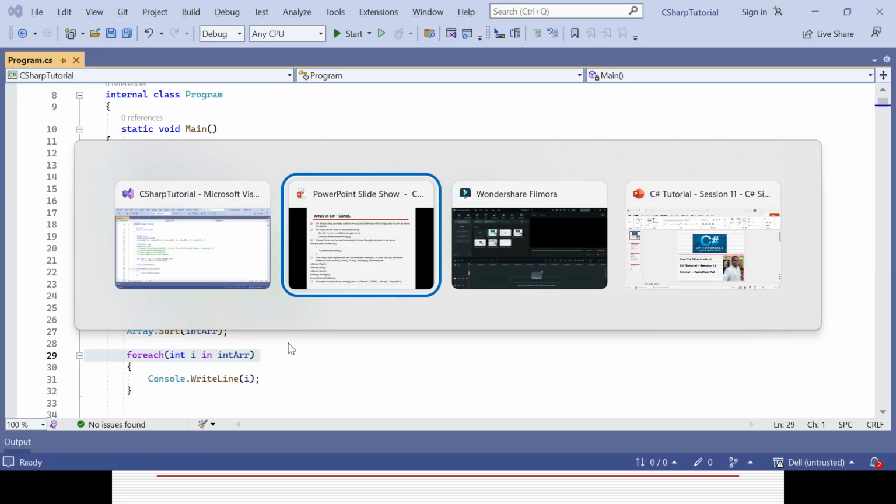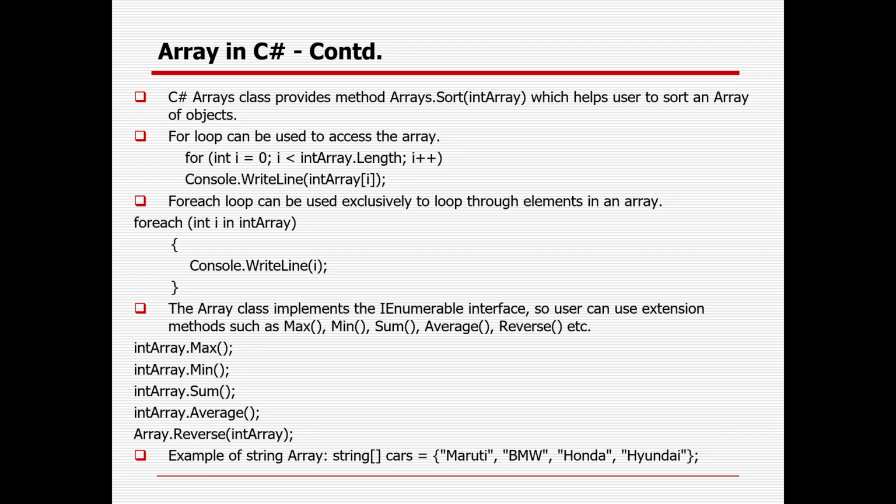So that is the way you can deal with the array. In case you want to print out all the array values in the console, you can either use a for loop or a foreach loop. The array class implements the IEnumerable interface, so you can use extension methods such as max, min, sum, average, reverse, etc., so that you can get the desired max value, min value, sum, and average. It should be applicable only for float, integer, or double data types.